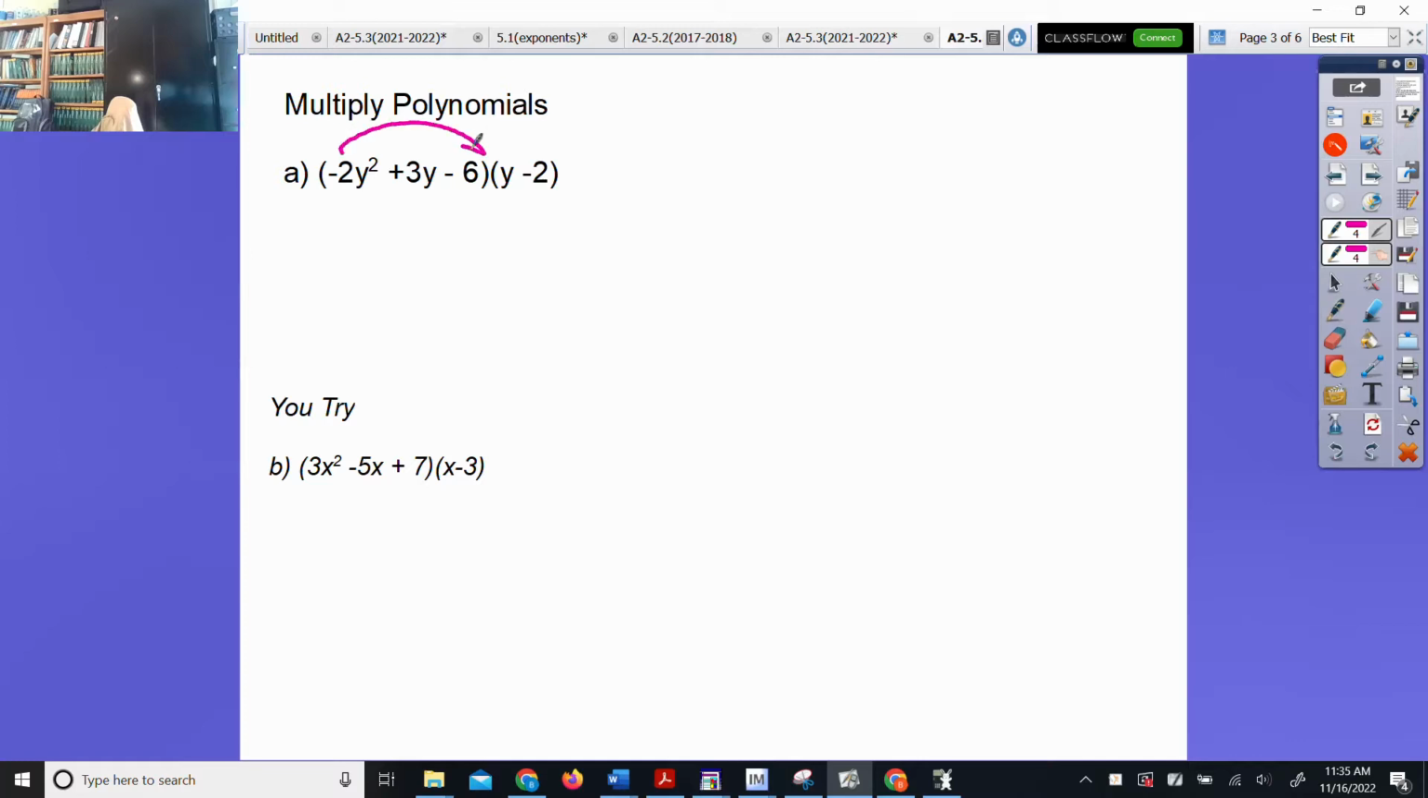You just distribute the negative 2y squared in. What's a negative 2y squared times a y? Negative 2y cubed. How about a negative 2y squared times negative 2? Not negative. It's positive. When we multiply negative by negative, we're always positive. Now, are we done with the negative 2y squared piece? Does it need to be multiplied by anything else? No, we're done with it. I'm going to throw it away, and I'm going to erase my arrows.